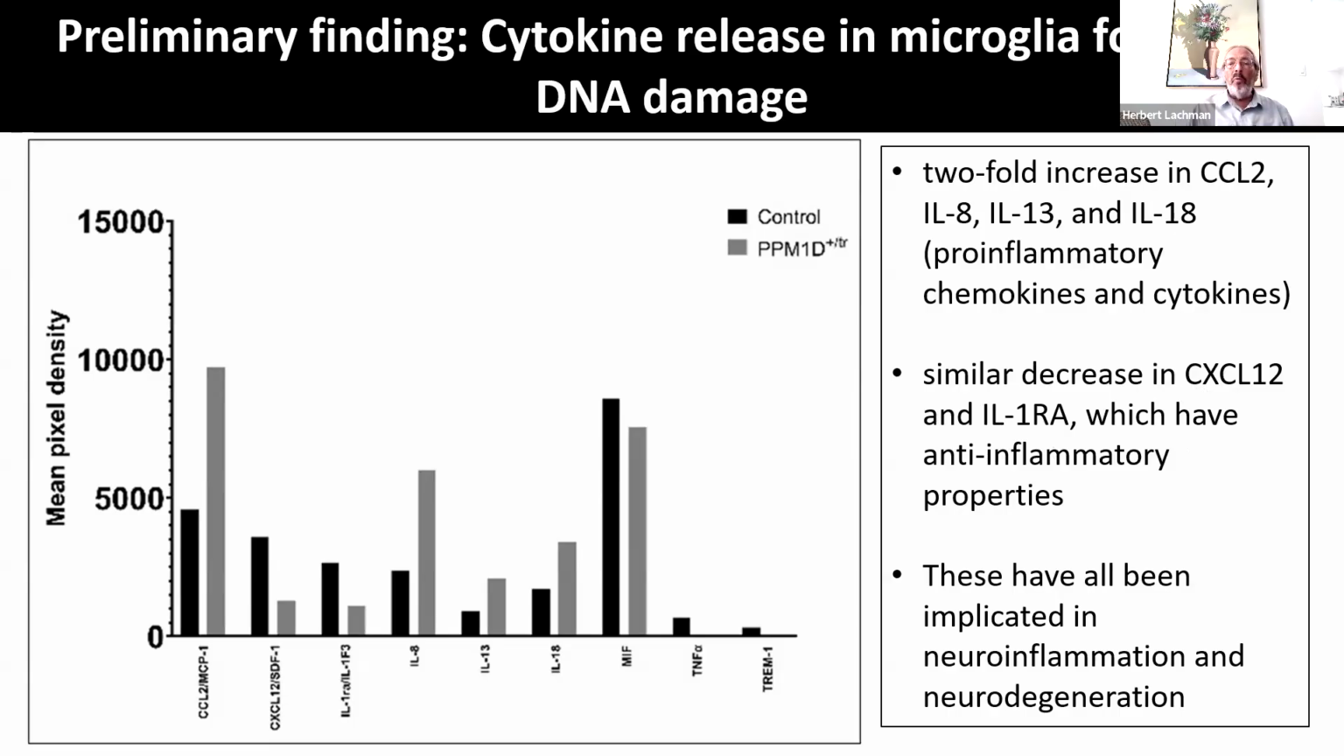So the combination of the two is suggestive of a pro-inflammatory process in microglia containing truncating PPL&D mutations. And all these cytokines and chemokines and immune modulators like IL-1RA have all been implicated in neuroinflammatory disorders and in neurodegeneration. So I think we're on the right track.